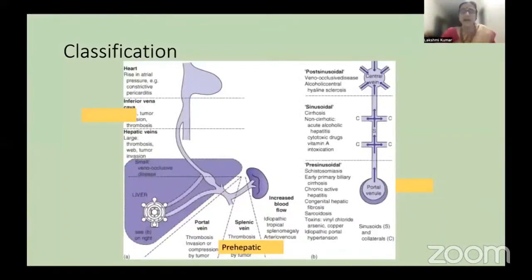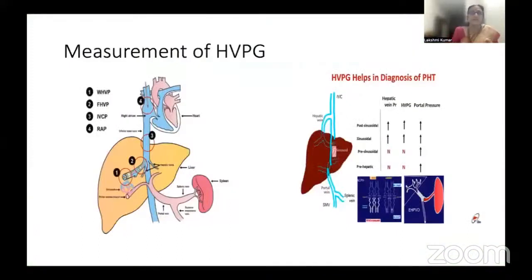Another classification is as sinusoidal, pre-sinusoidal, and post-sinusoidal, right? So essentially, the hepatic part is called pre-sinusoidal, and it includes primary biliary cirrhosis and schistosomiasis. The pre-hepatic is the portal vein, splenic vein thrombosis, and the post-hepatic, as I've described, relates to the heart, constrictive pericarditis, Budd-Chiari, and webs in the IVC and other exotic causes.